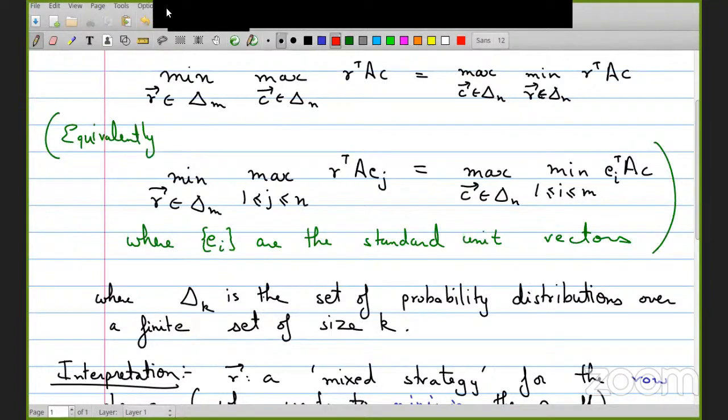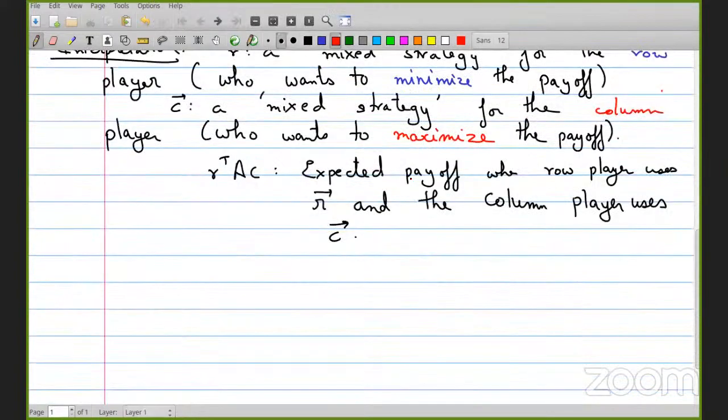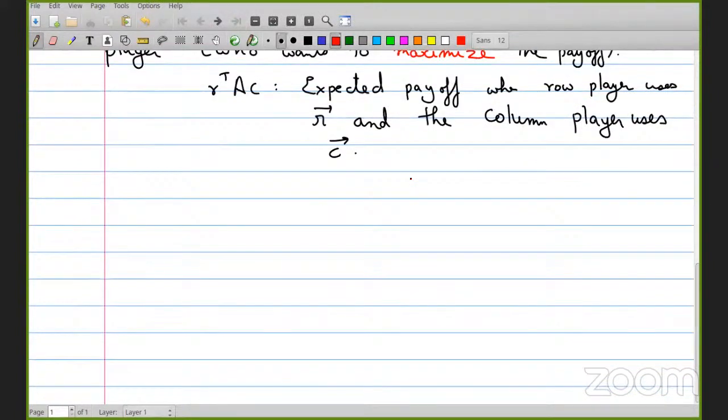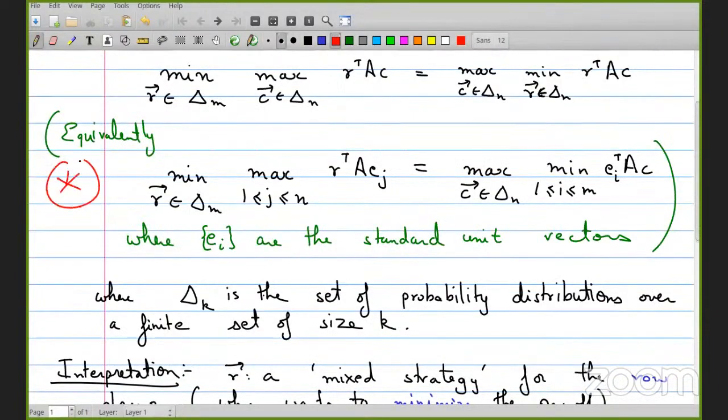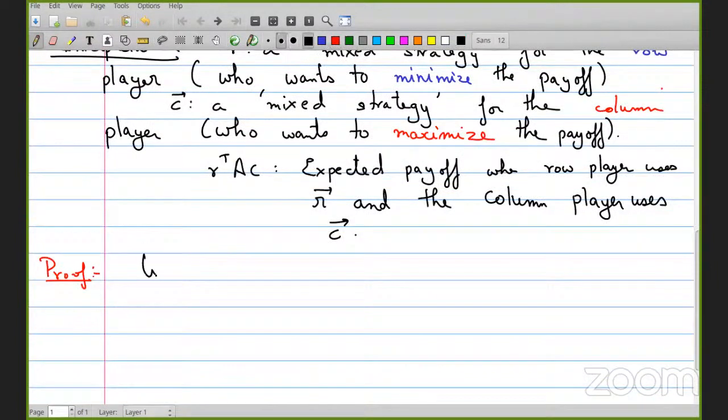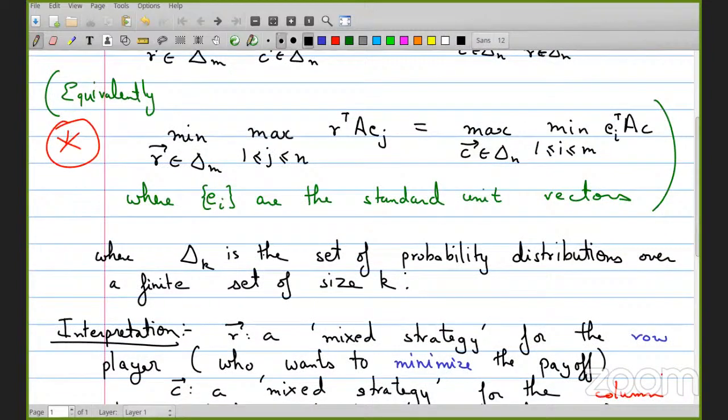Okay, if there are no questions, let's proceed. Now we want to prove this equality. How will you prove that? Let me give the first hint that will prove star. Is there some different form we can write the left hand side of star in?